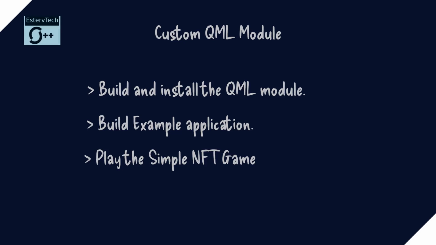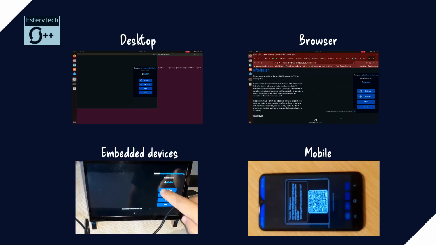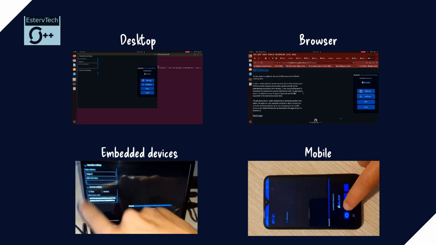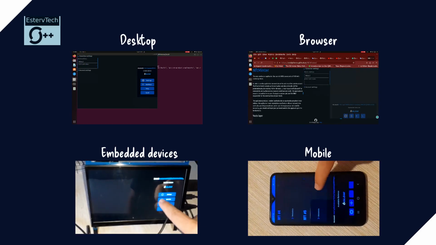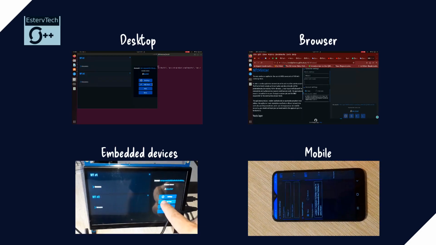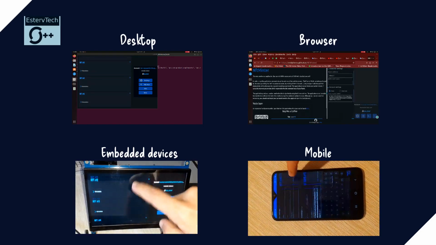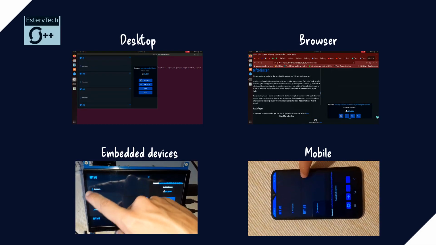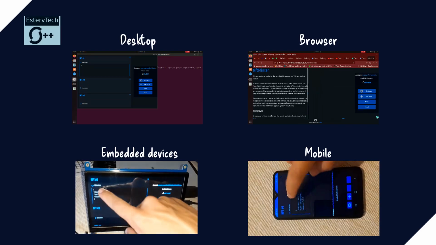Let's go. Shimmer++ allows you to run applications on different platforms, like desktop, browser, embedded device, and mobile. The development and deployment become smooth thanks to CMake and Qt.